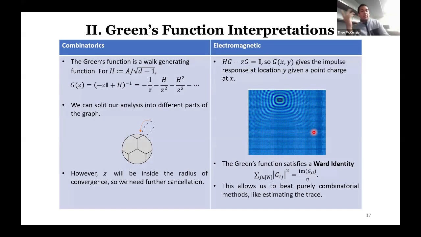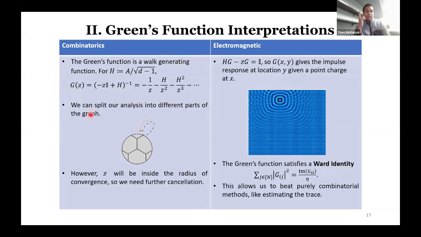Okay, so how should I think about the Green's function and how do we actually use it in our analysis? Well, I think first and foremost, the Green's function we can think about as some kind of walk generating function. Because if I take minus z times I plus h and take the inverse, I can expand this in terms of powers of h. So what we can think about is basically giving different powers of our normalized adjacency operator with some kind of complex weights.